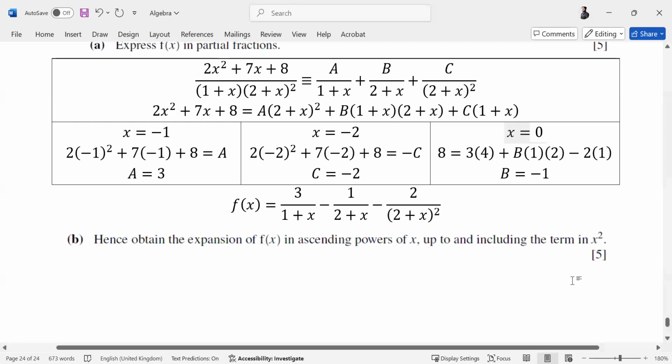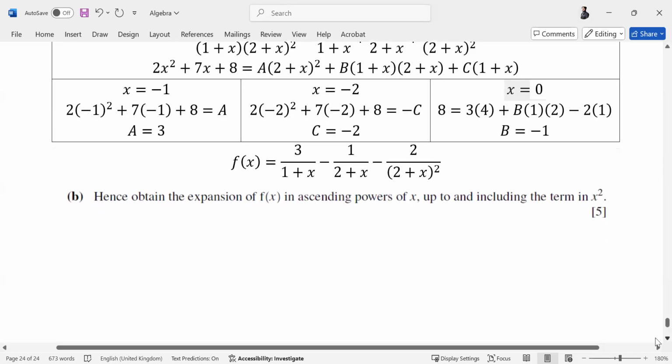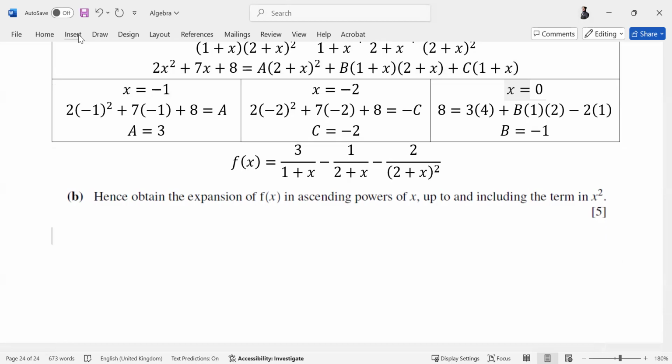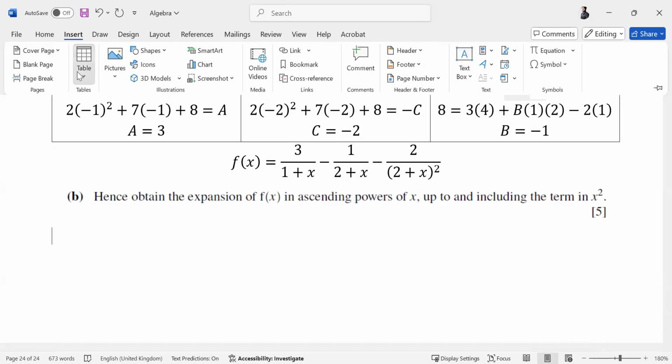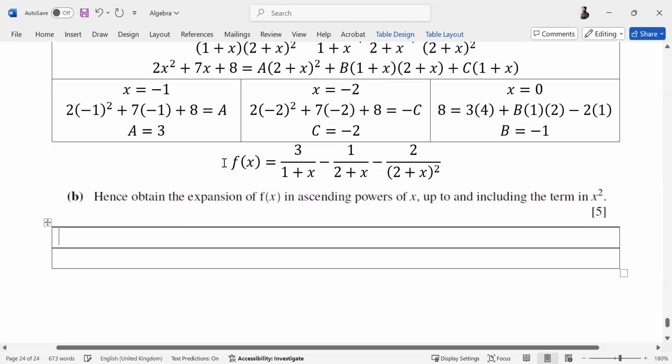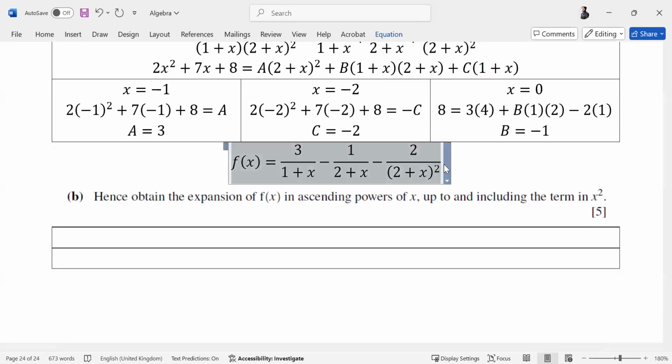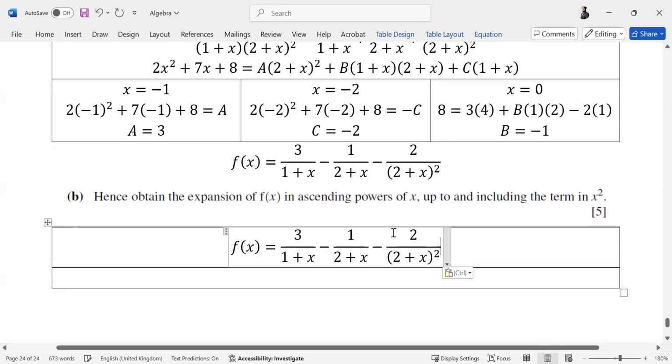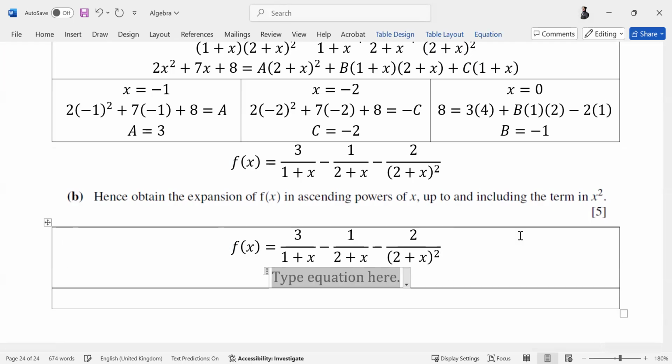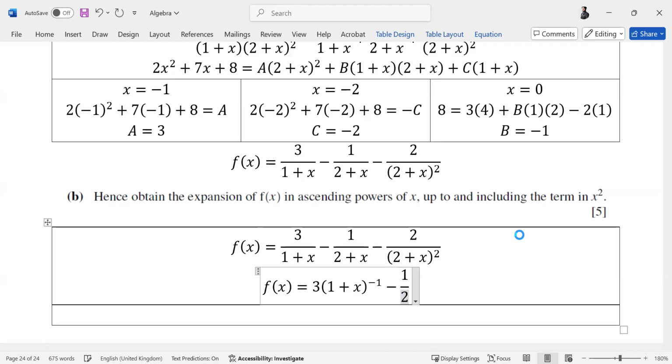Hence, obtain the expansion of f(x) in ascending powers of x up to and including the term x square. How will we obtain the expansion for this one? We'll be using its partial fractions, obviously. Can we say this is our function f(x)? And we can either take common in the denominator when needed. I'll take this one just to help you understand.